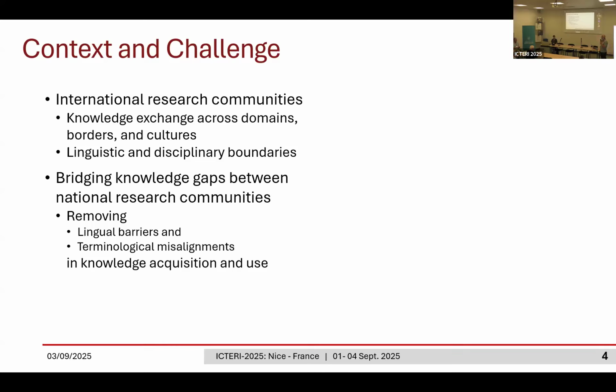But there is a consequence, a lowlight, that such diversity brings up linguistic and disciplinary boundaries, which have to be overcome in a way. So this is why we're thinking about bridging knowledge gaps between national research communities, trying to soften the barriers, lowering the barriers, and building bridges. That's a dream, of course.